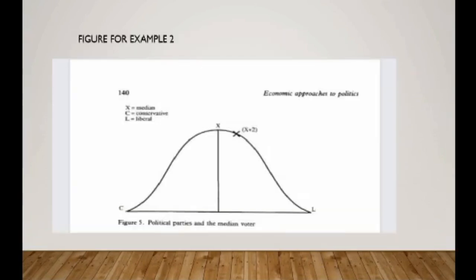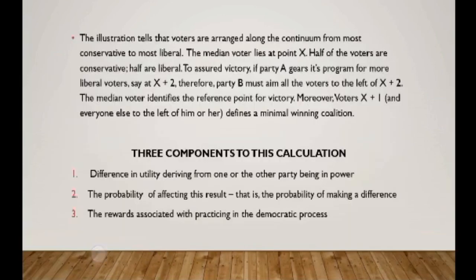This is the figure for example 2, in which the X is the median, the C is conservative, and the L is the liberal. The illustration tells that voters are arranged along the continuum from most conservative to most liberal. The median voter lies at point X. Half of the voters are conservative, half are liberal also.